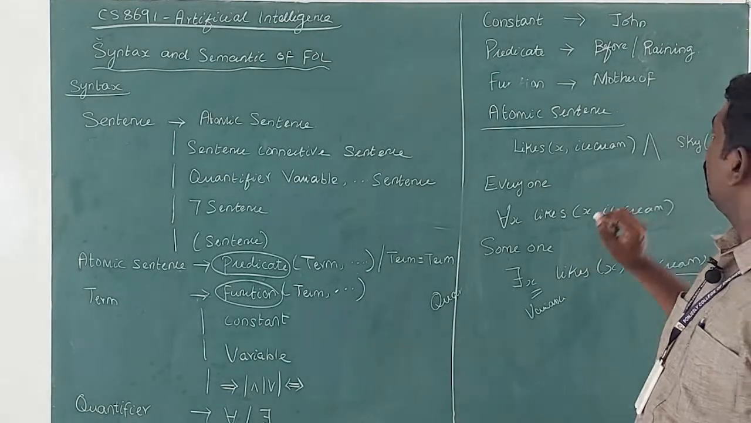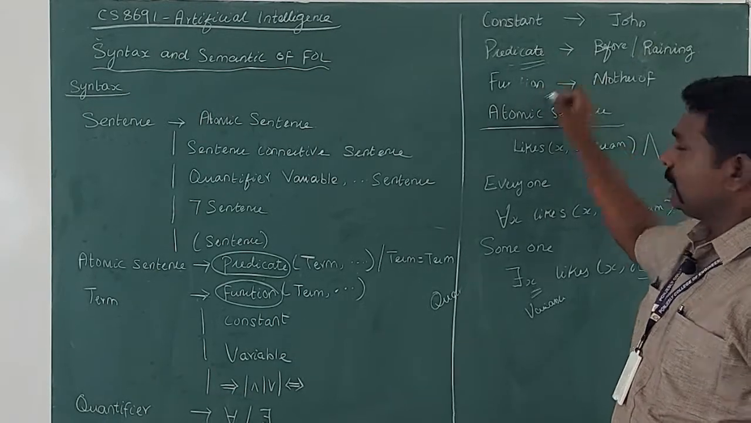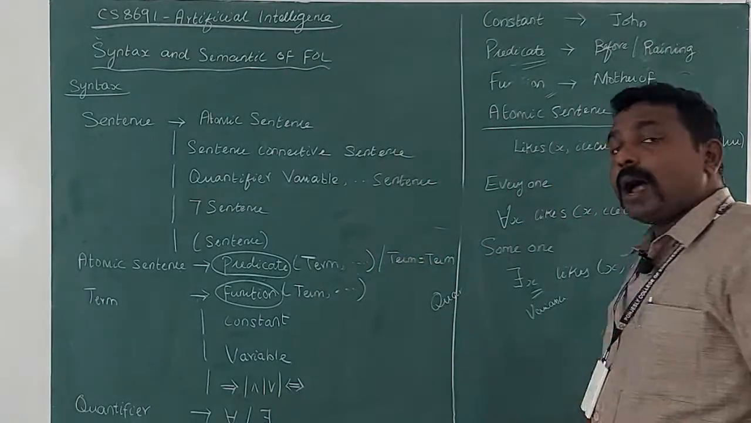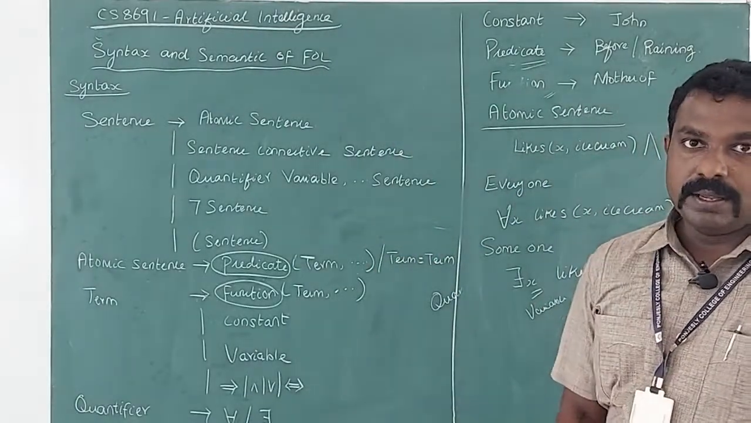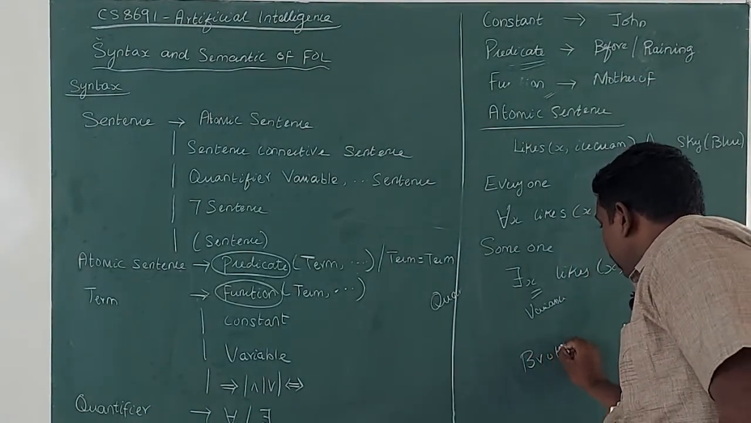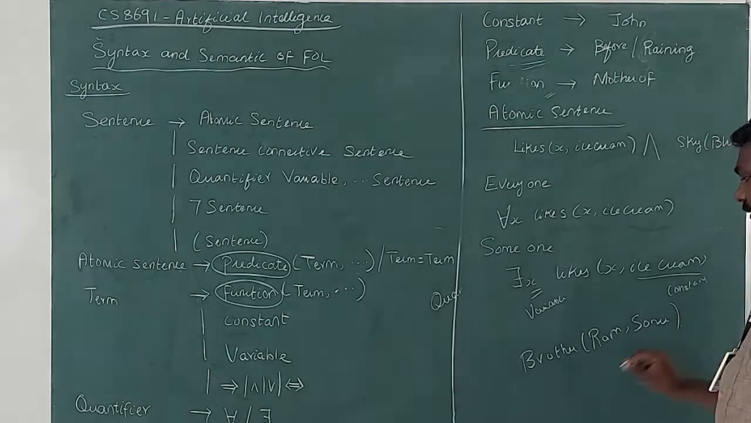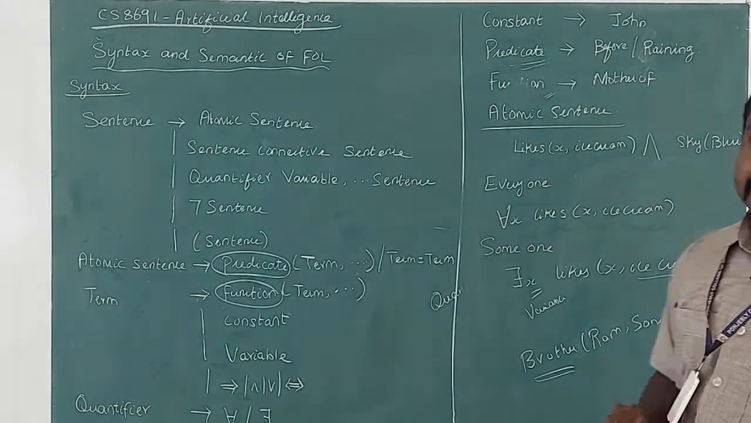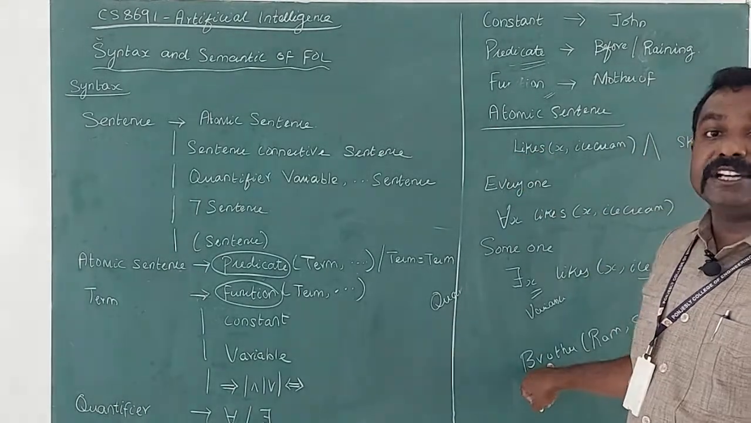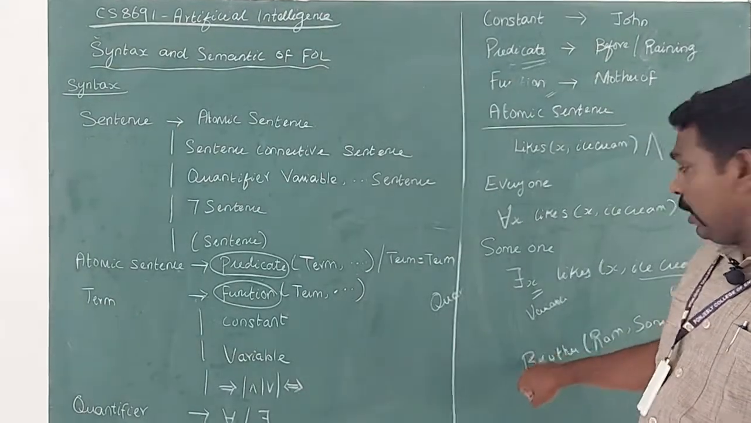Here I haven't mentioned predicates or the function. A function example is the one I told you, brotherhood. How will you write Ram is the brother of Sonu? Brother(Ram, Sonu). This you call a function, not a predicate. If I put Likes, it is a predicate. If I put Brother, it is a function, because Ram has a relationship with Sonu. Ram is a brother of Sonu.